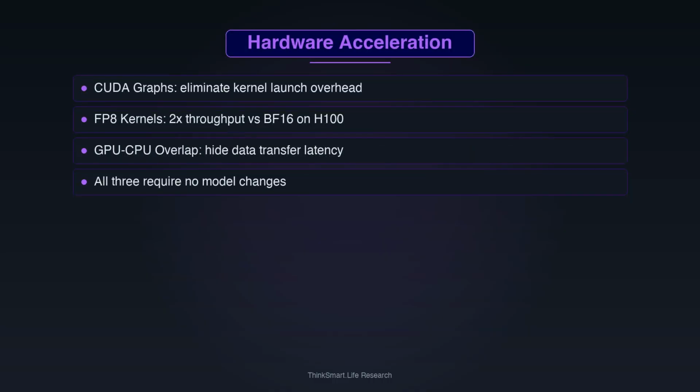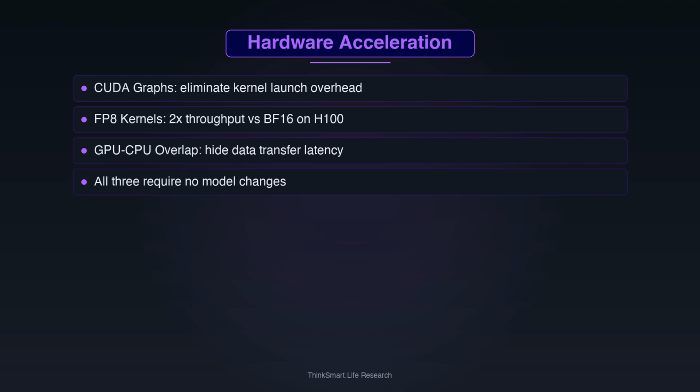PagedAttention borrows virtual memory paging from operating systems. KV cache blocks are managed non-contiguously via a block table, eliminating both internal and external fragmentation. The result: vLLM achieves under 4% KV cache memory waste, down from that 60 to 80% figure. This directly enables larger effective batch sizes and dramatically higher GPU utilization, with no changes to the model itself.